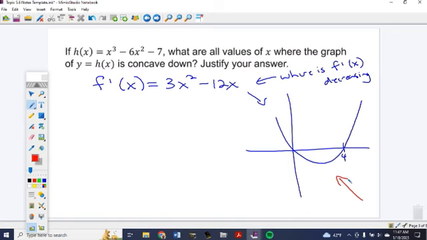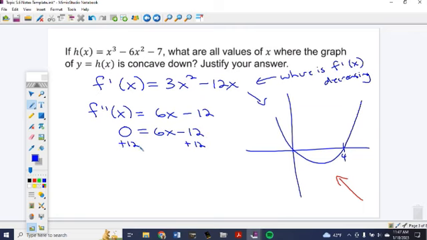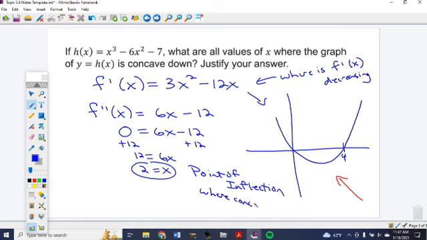So what we should do is go ahead and find the second derivative. The second derivative is 6x minus 12. And if we set this equal to 0 and solve it, we have 6x equals 12, so x equals 2. That's the place where the second derivative is equal to 0, and that has a special name that we're going to talk about in a minute. It's called a point of inflection. It's a place where the concavity changes.